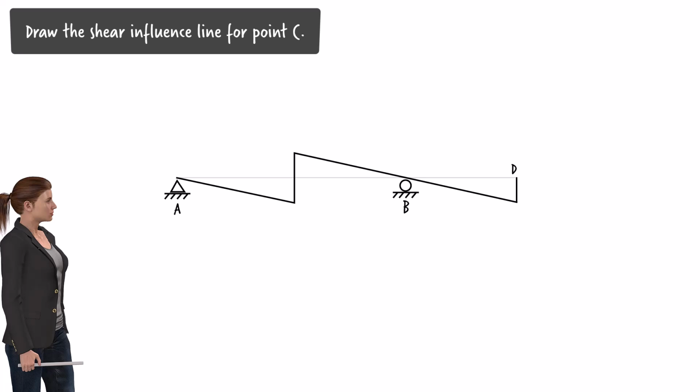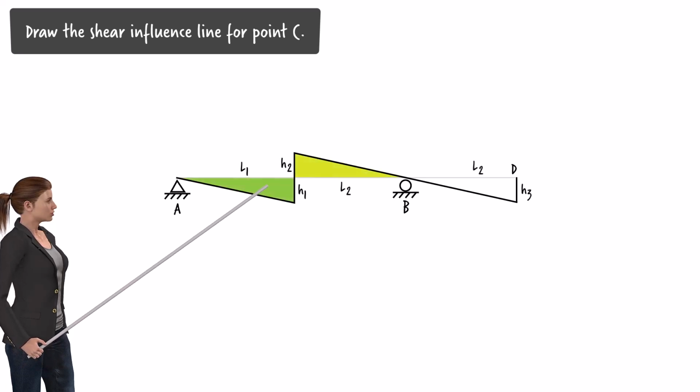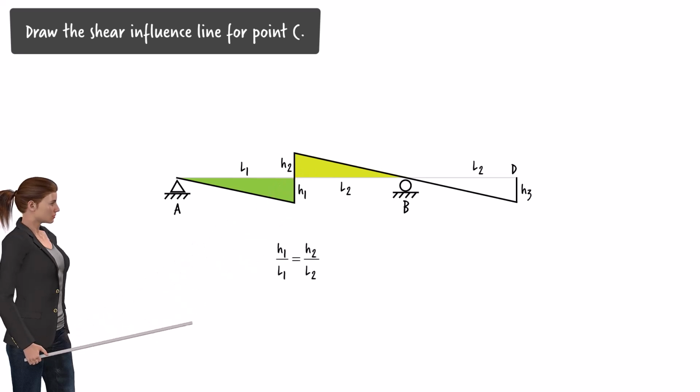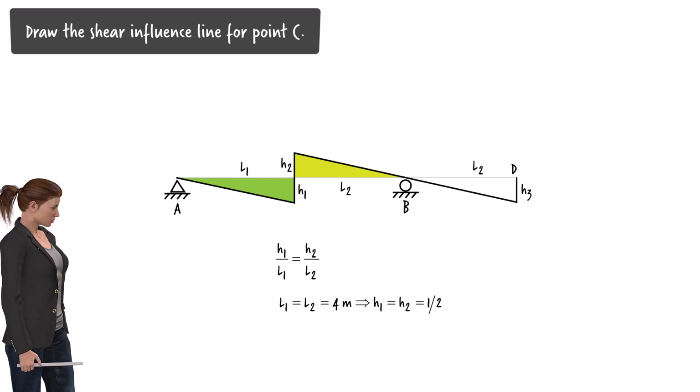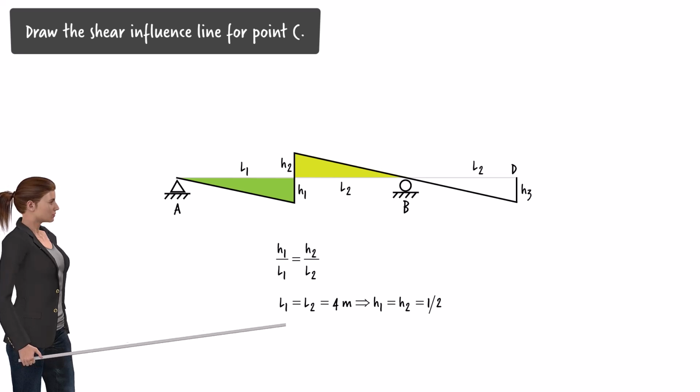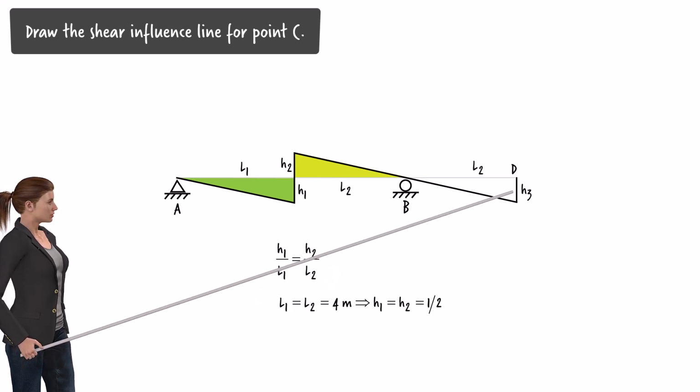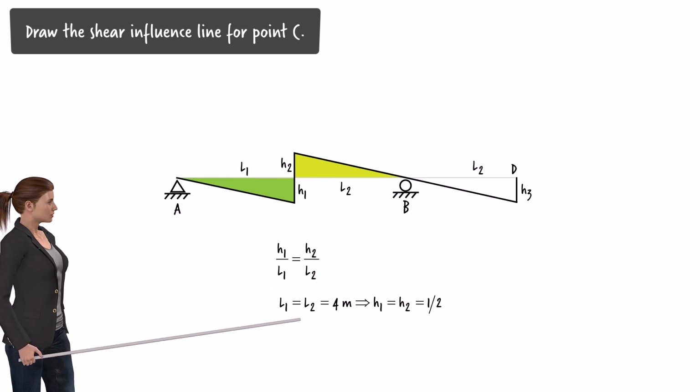Now we can determine the height of the influence line above and below the horizontal axis using simple geometry. The height-to-base ratio of this triangle equals the height-to-base ratio of this triangle. Since L1 equals L2, H1 must be equal to H2. Hence, they each equal 1/2. We can determine this height using the same approach. It equals 1/2.